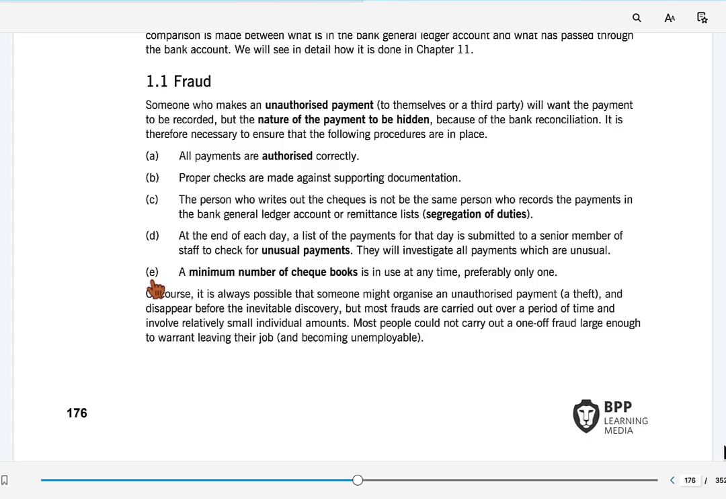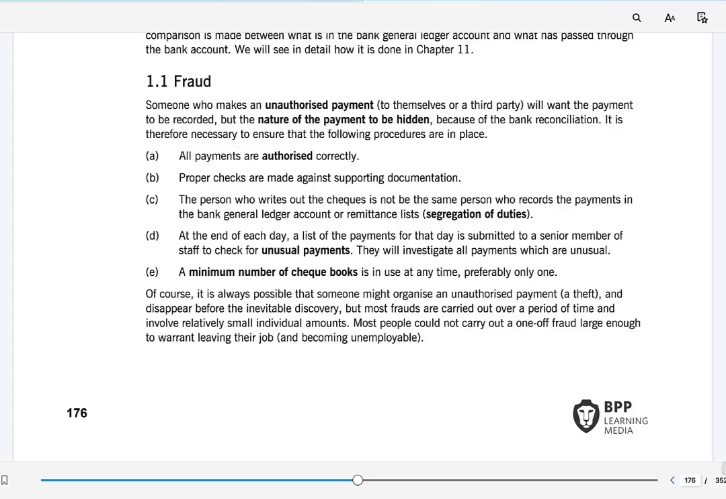Control 5. A minimum number of checkbooks should be in use at any time. This is an important physical control. If too many checkbooks are in use, it becomes harder to track checks. It becomes easier for checks to disappear. It becomes easier for fraud to happen. So the business should keep checkbooks secure and use only the minimum needed. This makes control tighter and tracking easier.